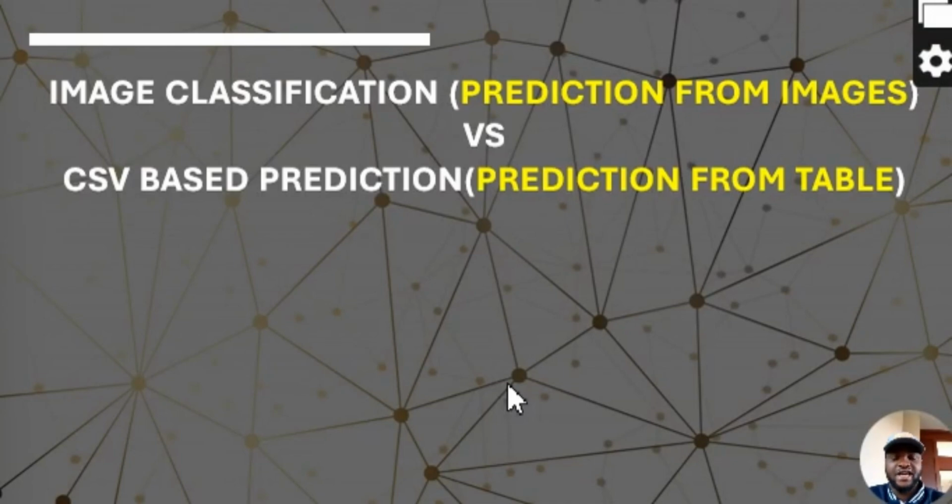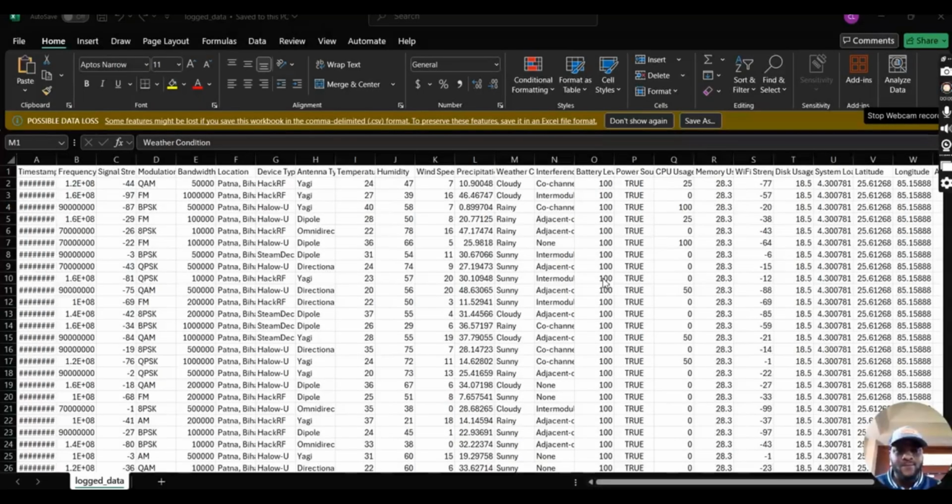My name is Chidi. In this tutorial, you'll learn how to build two powerful types of machine learning projects. One that makes predictions using images and another that makes predictions using tables or CSV files. So let's get started. Now, this is an example of a spreadsheet which we're going to use as our data set for our projects.